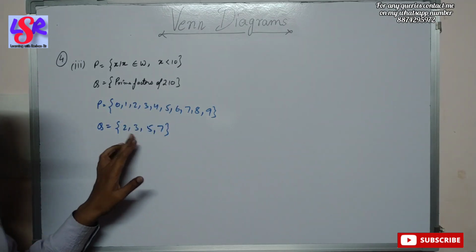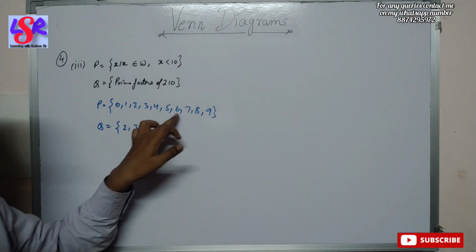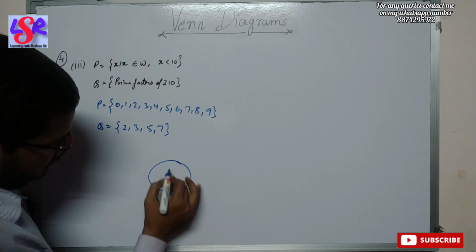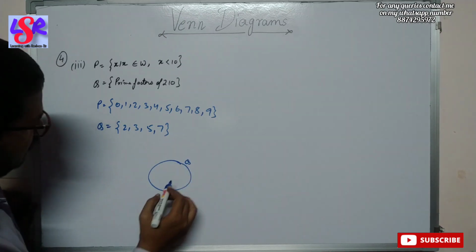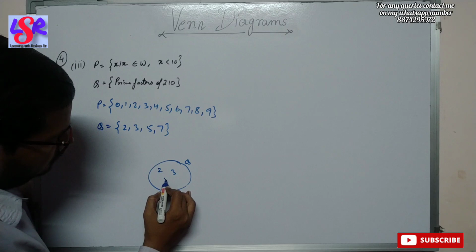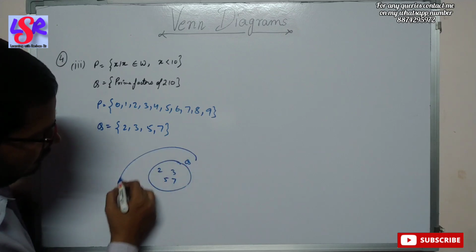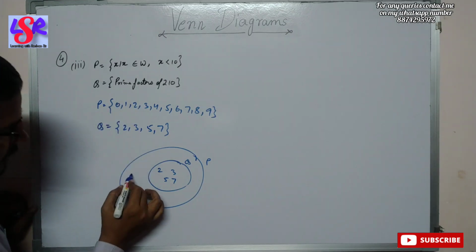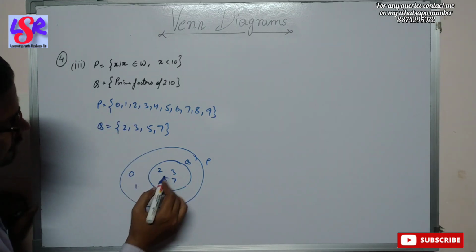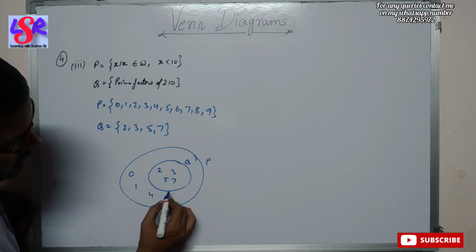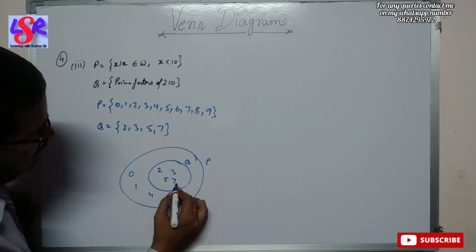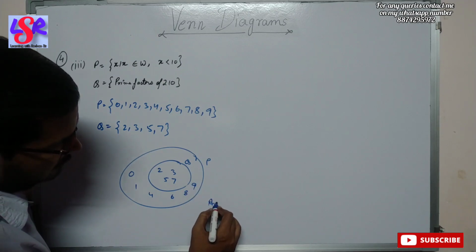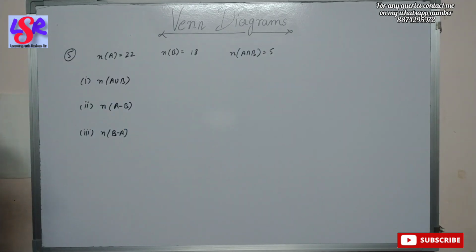Now we see that 2, 3, 5 and 7, all of them are in the set P. So this will be somehow like this. Here we'll be having the set Q, in which 2, 3, 5 and 7 is there, and then we'll be having the set P, which will consider all the numbers like 0, 1, 2 is already there, 3 is there, so we'll take 4, then 5 is already there, so 6, 7 is there, so we take 8 and then 9 as answer. Now let's do question number 10.